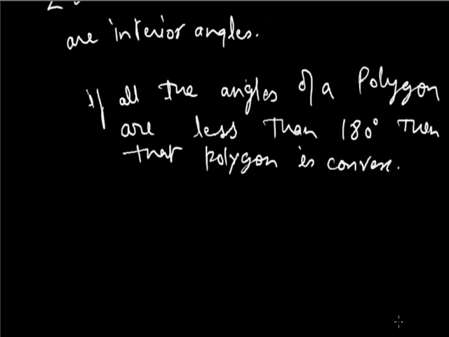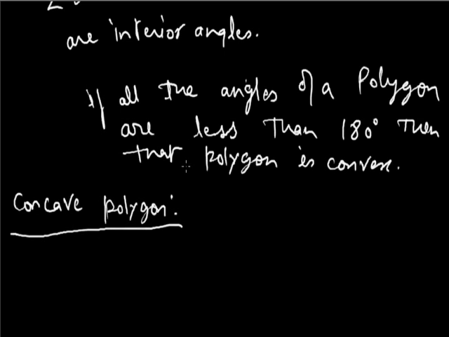Alright, now checking the definition for concave polygon: if any one interior angle of a polygon is more than 180 degrees, then it is called a concave polygon. For example, let us see this polygon.